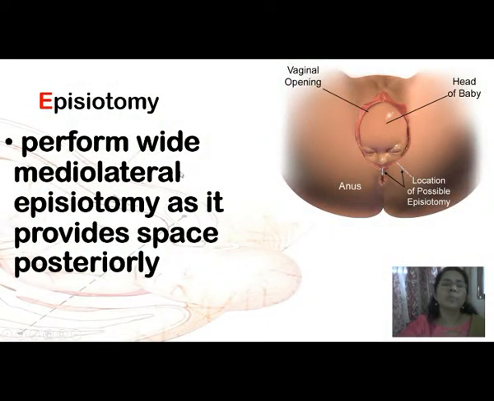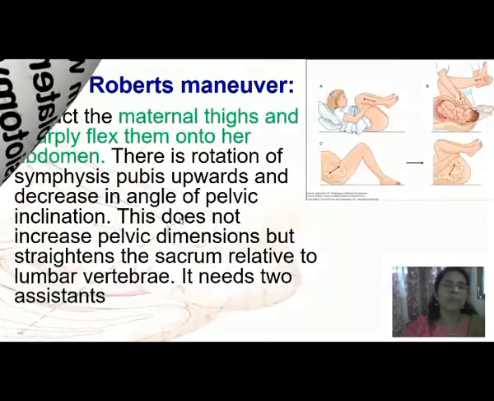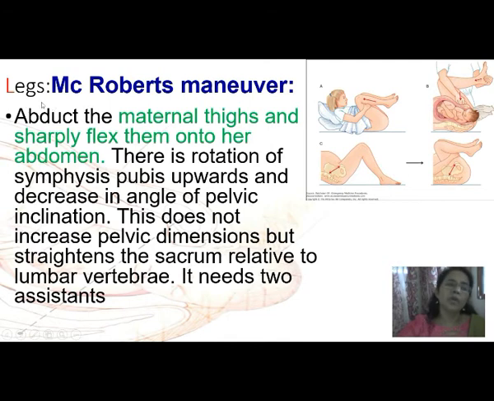Next, we already explained episiotomy. So we have to provide a wide mediolateral episiotomy, as it provides space posteriorly. Space will be increased, so that's why we have to provide the episiotomy. Next, we already explained about the legs, that is the McRoberts maneuver.